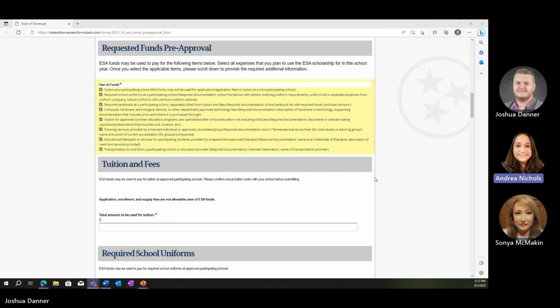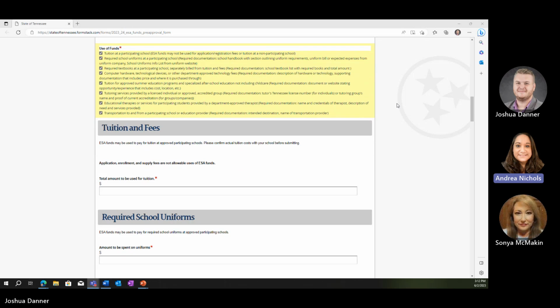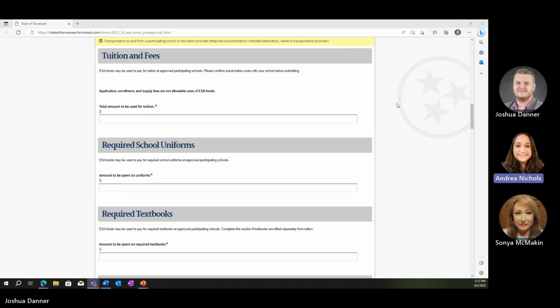This is what the pre-approval form looks like. We're going to take you through how to complete each bullet on this form. If you are choosing to use the ESA for tuition, your pre-approval request amount cannot be higher than the tuition amount provided by the school or the ESA award amount, including any rollover amounts from the previous year. Please verify these amounts prior to submitting the form. You also cannot request tuition for a semester in which you are not enrolled in the program.